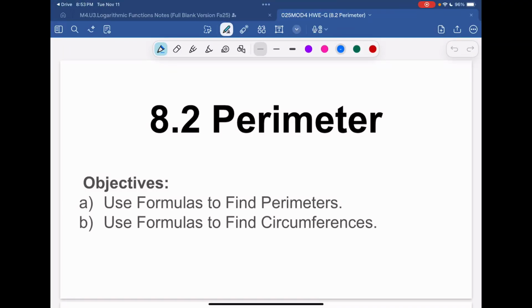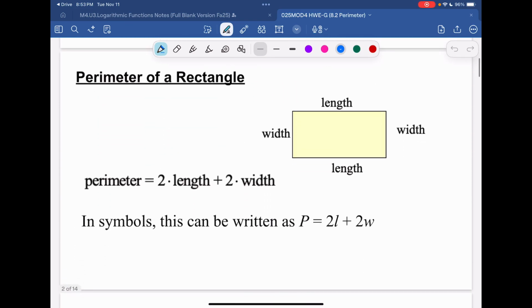In this video, we're going to look at perimeter of different shapes. We're going to learn a few new formulas. The first one we're going to look at is the perimeter of a rectangle.